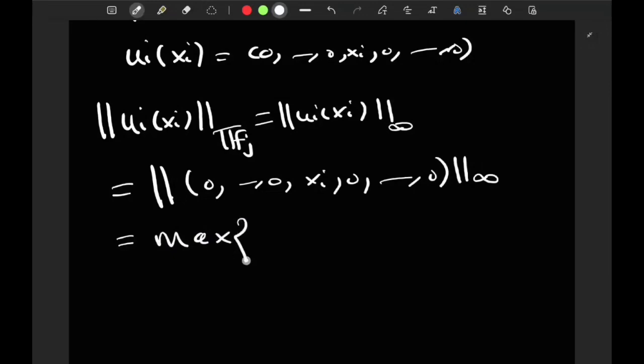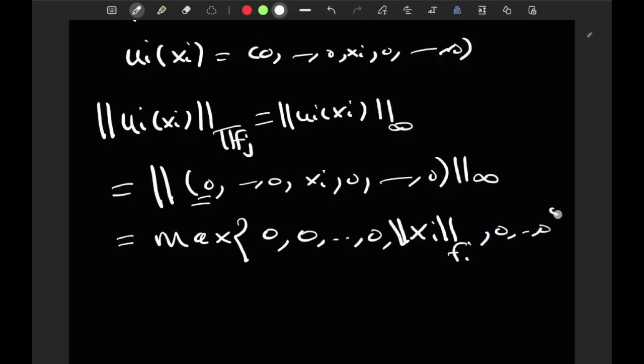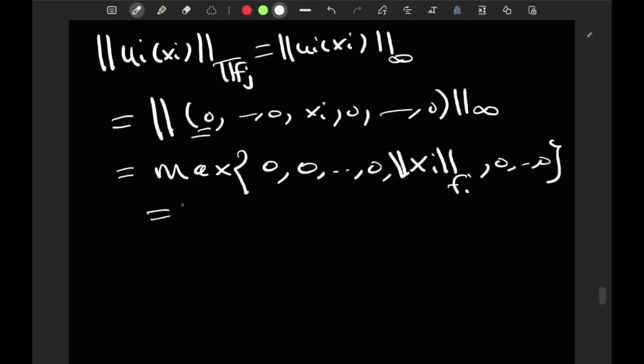Of what? Of 0, the first component, 0, possibly the second component, and so on. And at some point you will have absolute xi, or I should say norm xi in fi, and then zeros all the way. And then this is just norm xi in fi, right? All the others are zeros.